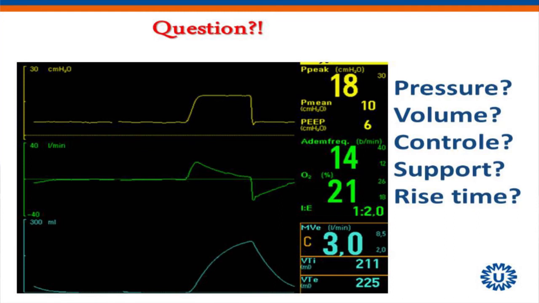You must answer this question within 5 seconds. Are we looking at pressure or volume control? Is it control or is it support? Is there a fast or slow rise time? Pressure. Is it control or support? Control. Why? We don't see any triggering. What can you say about the rise time? Is it fast or slow?